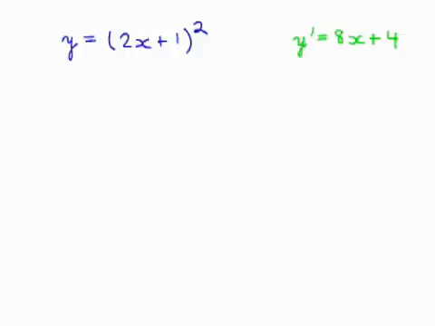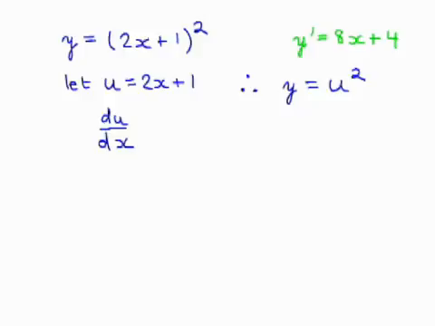So what we're going to do is identify those two separate functions. We're going to let u equal 2x plus 1, and therefore y would be equal to u squared. We're now going to take the derivative of these two functions. When I take the derivative of the function u equals 2x plus 1, its derivative would be called du dx, and that derivative would be equal to 2. When I take the derivative of y equals u squared, its derivative would be called dy du, and we end up with an answer of 2u.